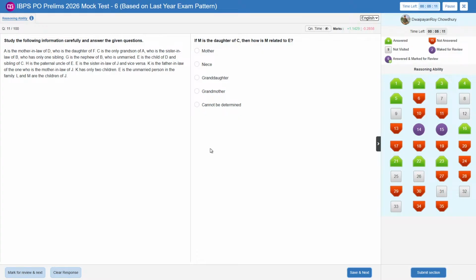Child. H is paternal uncle of E. E is sister-in-law of J, and vice versa. K is father-in-law of K, has two children. E is the unmarried person. L and M are children of J. L and M. Okay. G is nephew of B, who is unmarried. E is child of D and sibling of C.